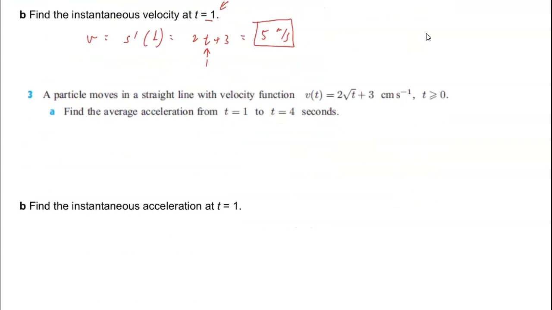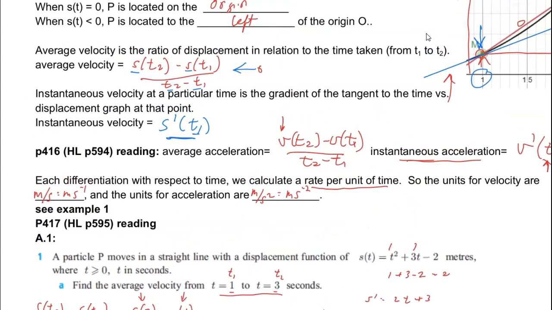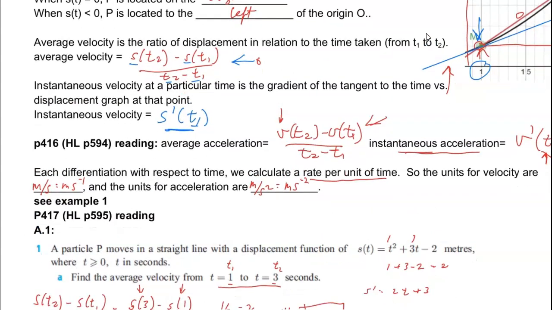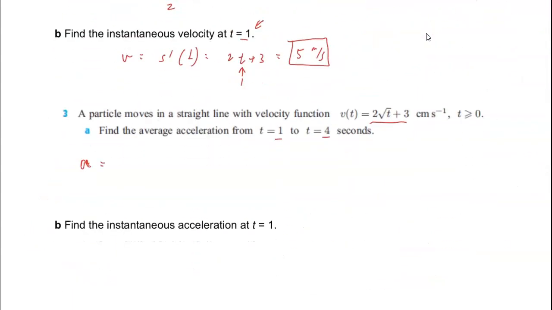Okay, last one, number 3. A particle moves in a straight line with velocity function like so. Find the average acceleration from t equals 1 to t equals 5. So remember, average acceleration is this formula right here. So it's the velocities subtracted. Velocity at t2 minus the velocity at t1 divided by t2 minus t1.